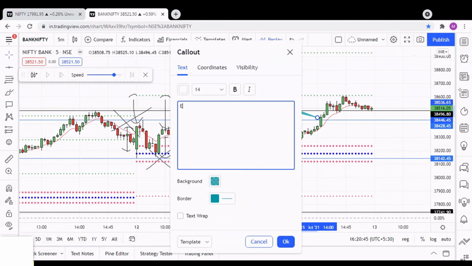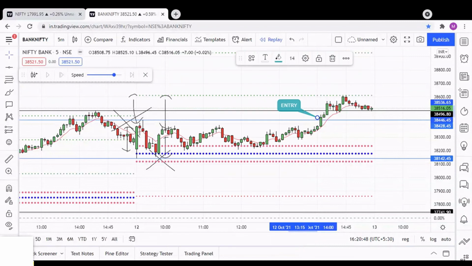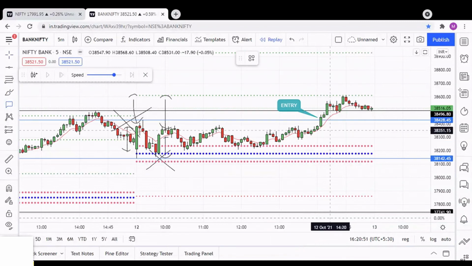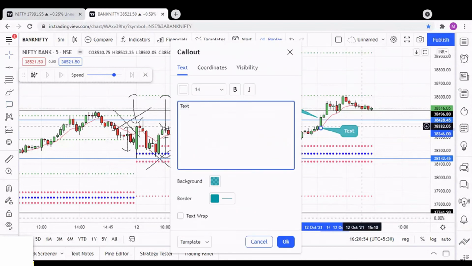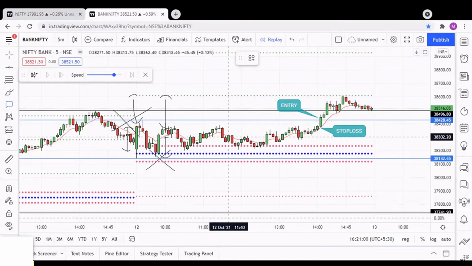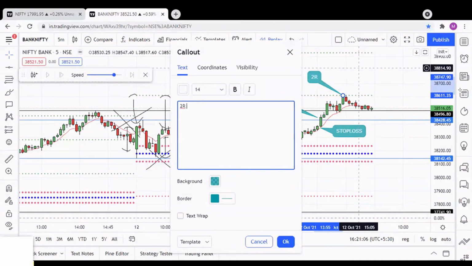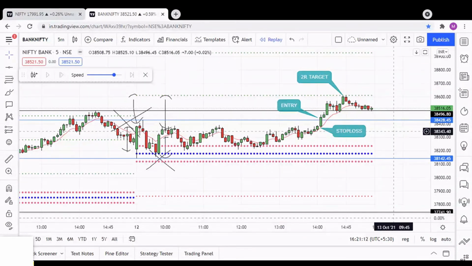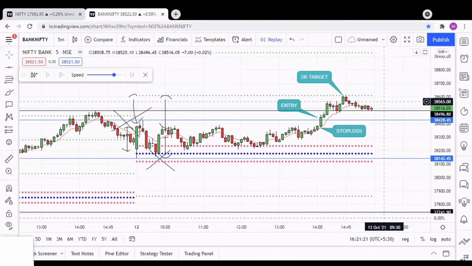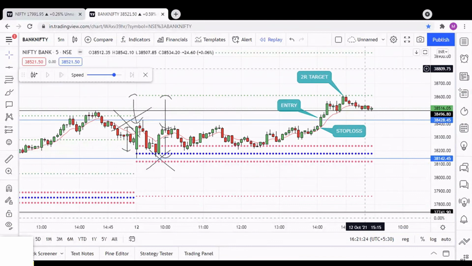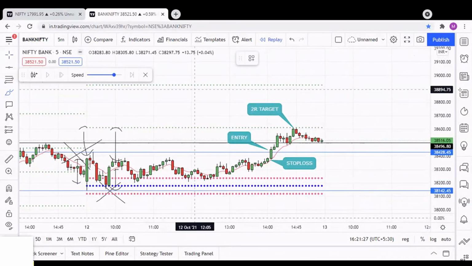This is the entry. Long entry, and you can keep your stop loss below this candle. And this is the 2R target, for the next pivot or resistance. The target was reached, I think, in 6 candles. So in Bank Nifty there is only one trade, and this trade also gave us a profit of 2R.